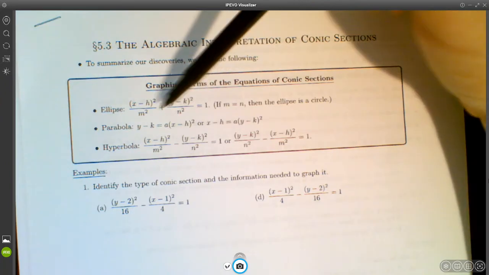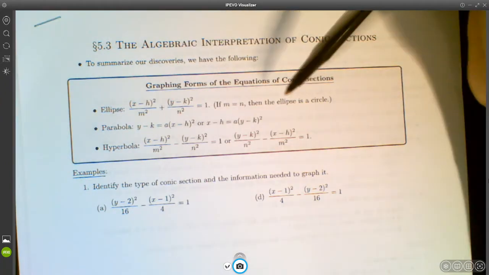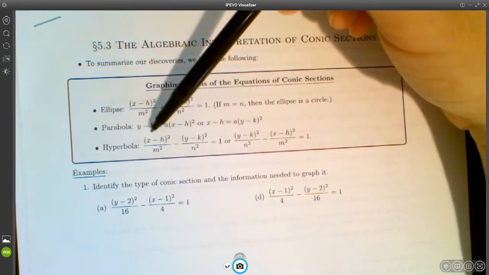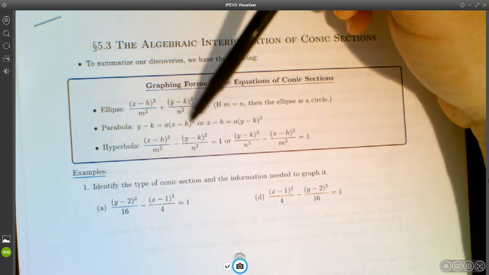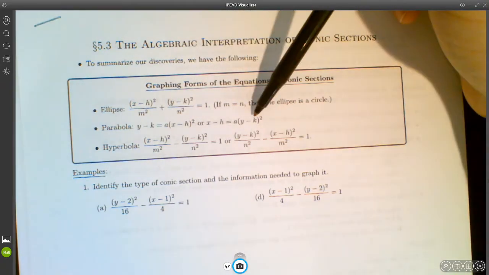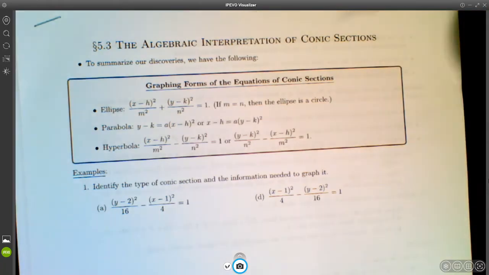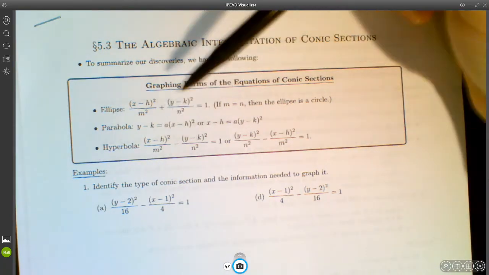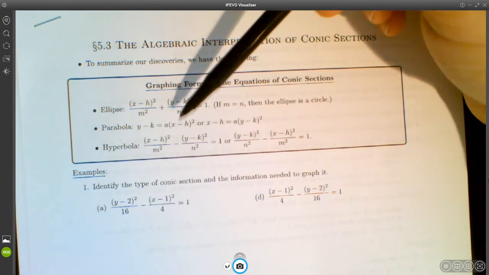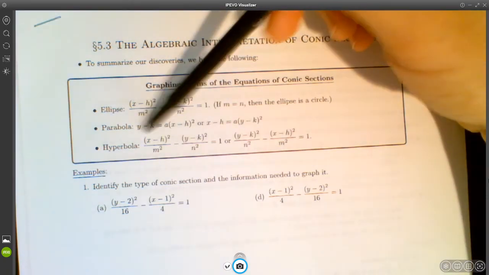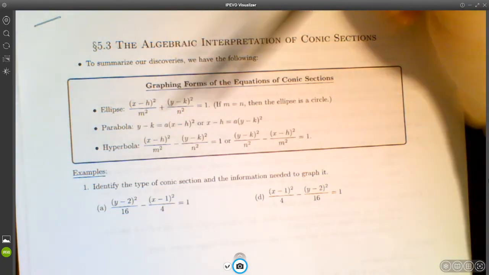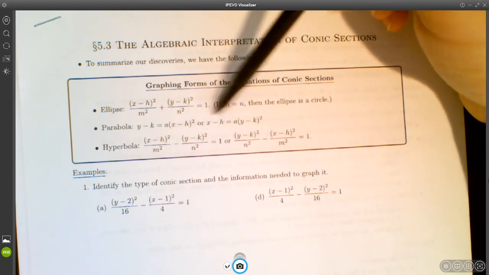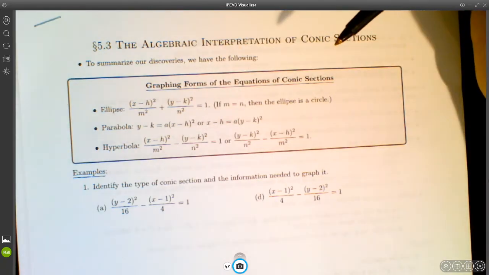And then finally, the oddball is kind of the parabola. You can tell you have a parabola if you're either squaring x but not y, or if you're squaring y but not x. So you're only squaring one of the variables. If you're only squaring one of the variables, then it's a parabola. And just like with the hyperbola, the leading group tells you which way it opens, right? So if y comes first, then it opens up along the y-axis. If x comes first, then it opens up along the x-axis.